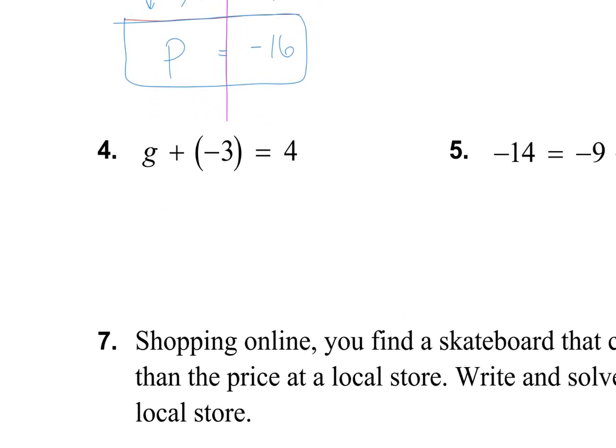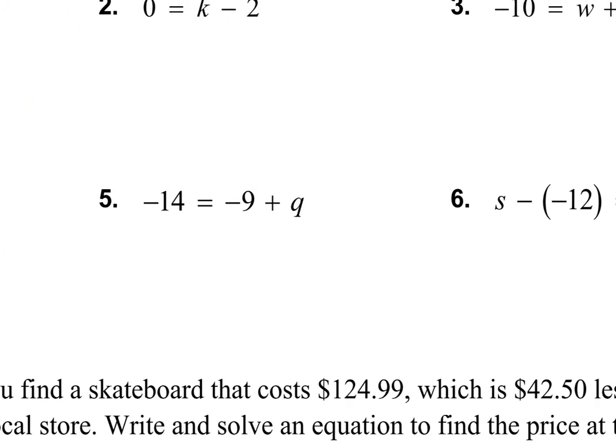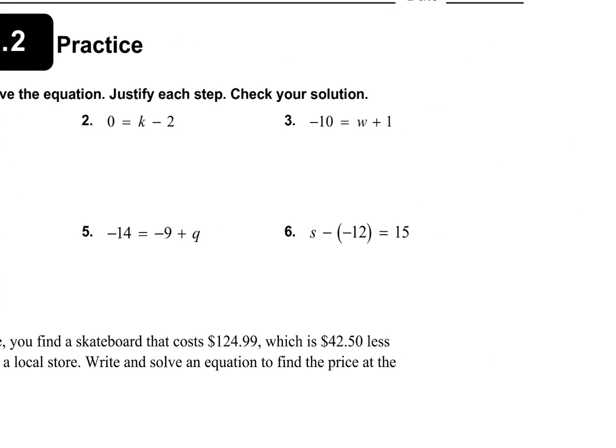Number 4, g plus negative 3 equals 4. If you'd like, you can write this as g minus 3 equals 4. And then you can just add 3 to both sides, and you get that g equals 7. Let's do a couple more over here.